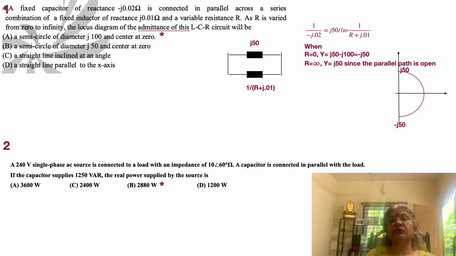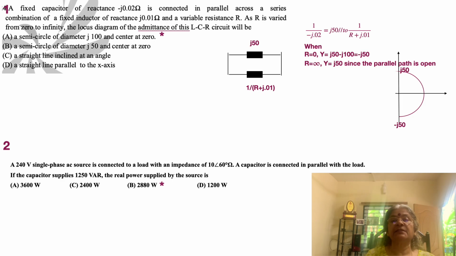Because now this is the circuit diagram that has come about as a result of this understanding: there is a J50 in parallel with another admittance as given by 1 by R plus J 0.01. And now we allow R to vary. The first case is when R is equal to 0. When R is equal to 0, it's clear that we have admittance J50 in parallel with J100.